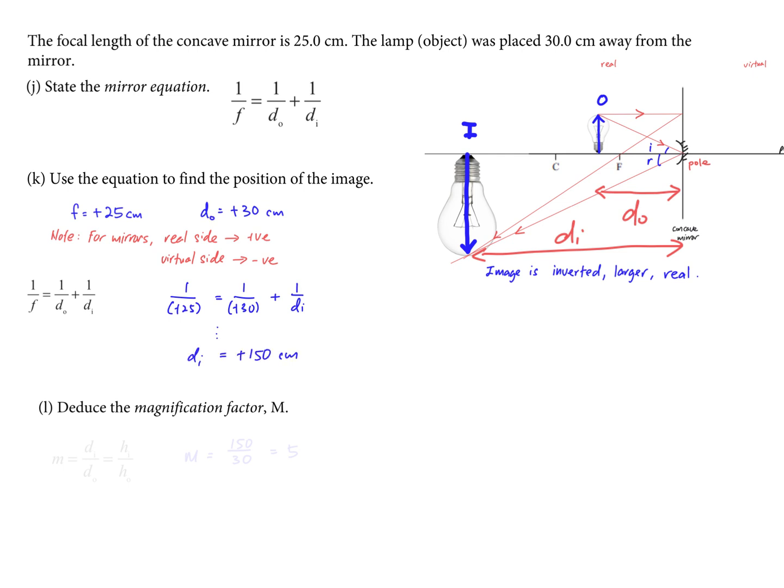be 150 centimeters. Now let's deduce the magnification factor, because we can see from the ray diagram the image is larger than the object by a certain amount, but the ray diagram is just an estimation. So using the formula, m is equal to, in this case, di over do. So m is equal to 150 over 30, which is equal to 5. This means that if we had drawn the ray diagram to scale, the image should be about 5 times the size, or the height, of the object.